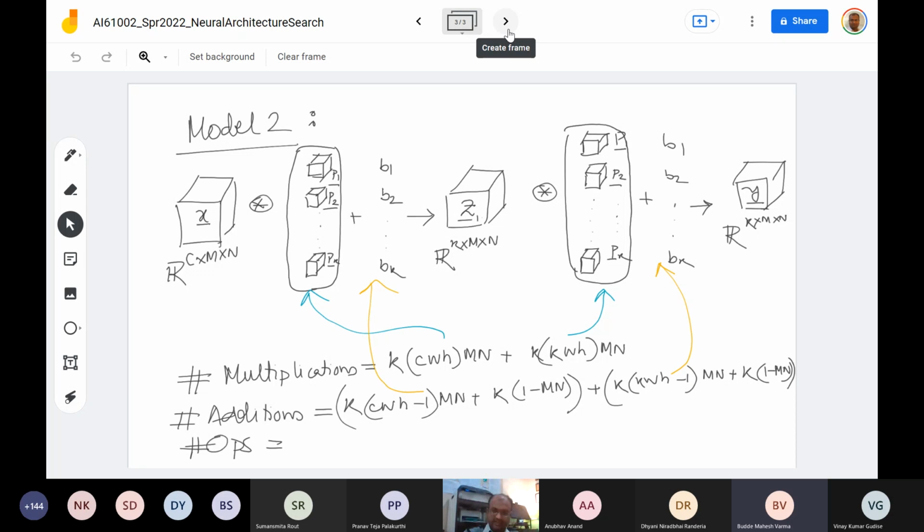Sir, one question. Yes. That K times 1 minus Mn, 1 minus Mn would be negative. Yeah. That will be subtracted over there. Achha.